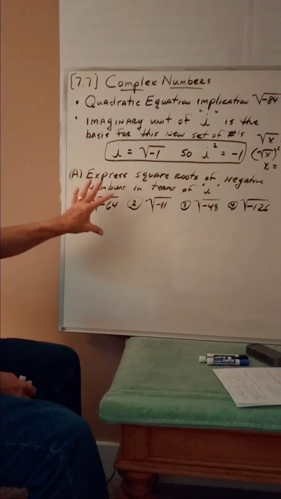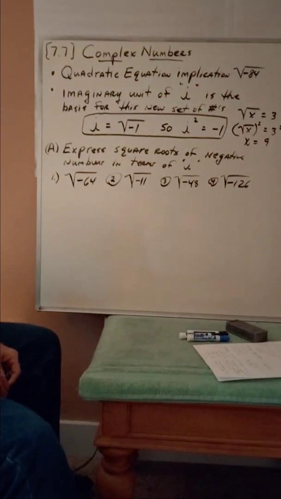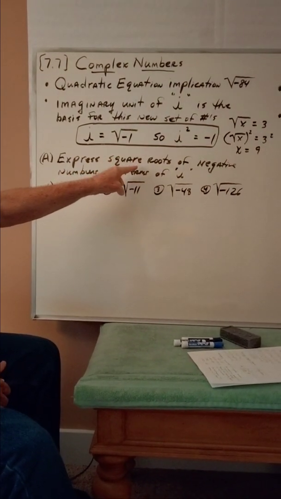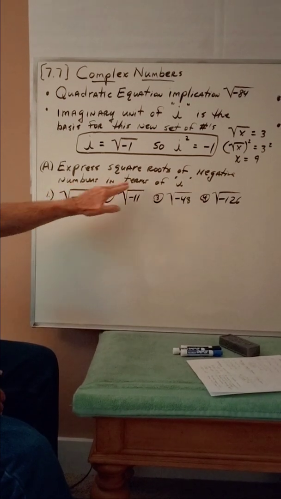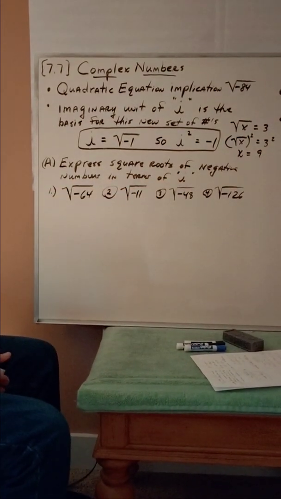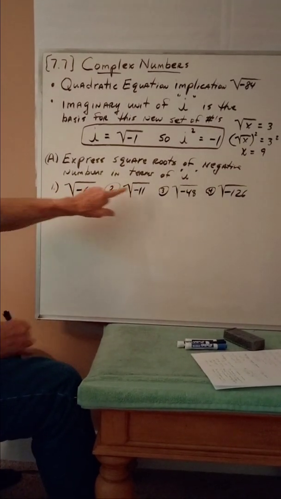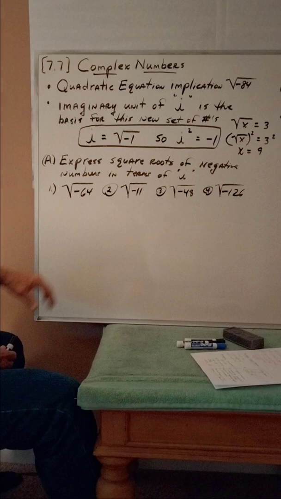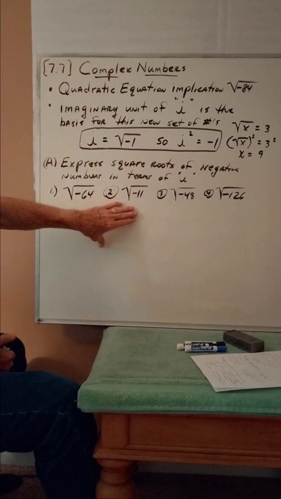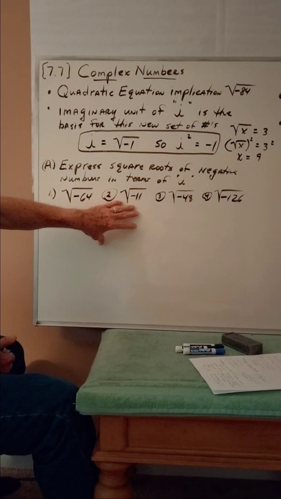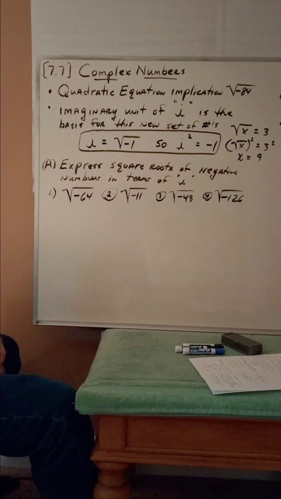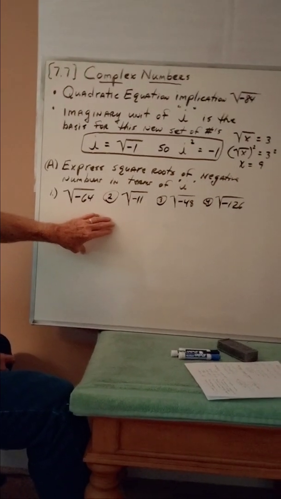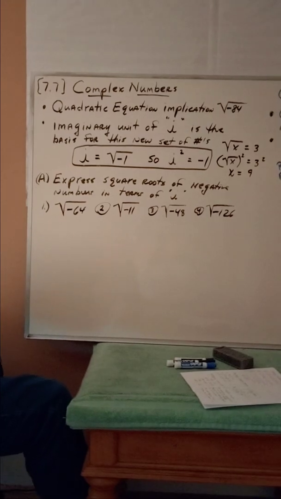Now, skill number 1 that we want to look at in terms of 7.7 is to be able to express square roots of negative numbers in terms of i. So when we express these square roots that happen to be negative radicands, we're going to express them in terms of this imaginary unit called i. And when we simplify these, you are as well going to see being demonstrated up here the product rule of radicals. You'll see it momentarily.